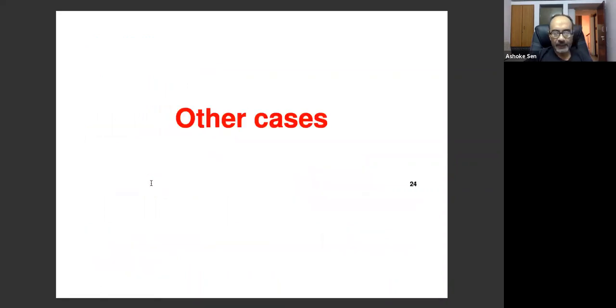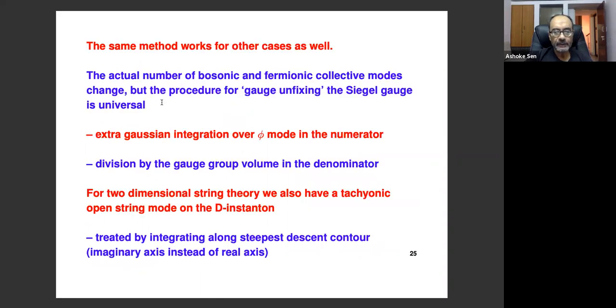Now let me say a few words about the other cases. As I said, the same method works for other cases as well. What differs is the actual number of bosonic and fermionic collective modes. For example, if you have type IIB on a Calabi-Yau threefold, the instantons are typically D-branes wrapped on internal cycles of the Calabi-Yau. So typically for rigid cycles, you have 4 bosonic zero modes, which correspond to motion in the transverse non-compact space-time directions, and 4 fermionic zero modes because you are breaking 4 of the 8 supersymmetries.